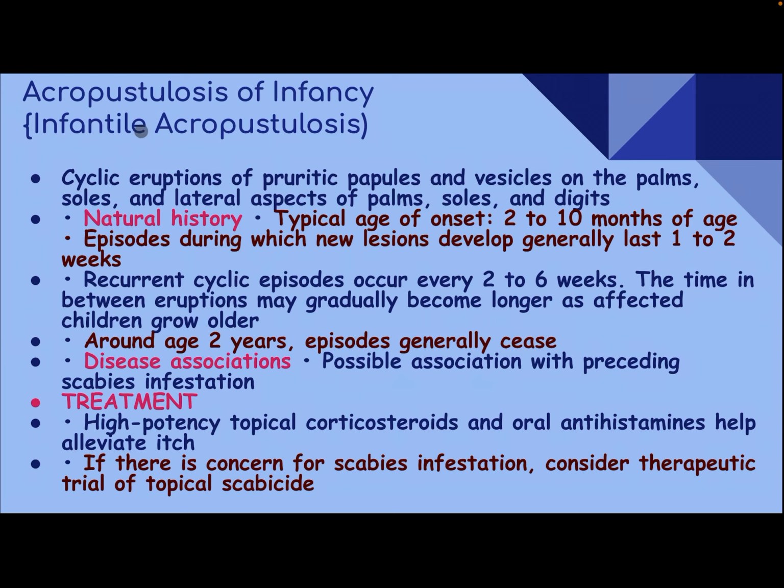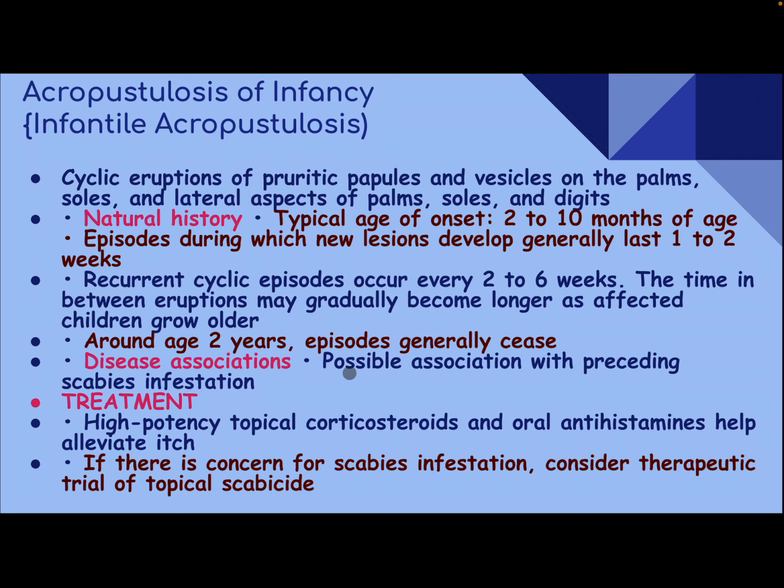Acropustulosis of infancy: cyclic eruption of pruritic papules and vesicles on the palms, soles, and lateral aspects of the palms, soles, and digits. Natural history: typical age of onset is 2 to 10 months of age. An episode during which new lesions develop generally lasts 1 to 2 weeks. Recurrent cyclic episodes occur every 2 to 6 weeks. The time between eruptions may gradually become longer as affected children grow older. Around age 2 years, episodes generally cease.